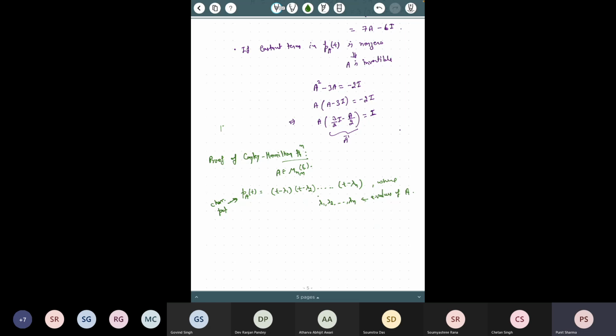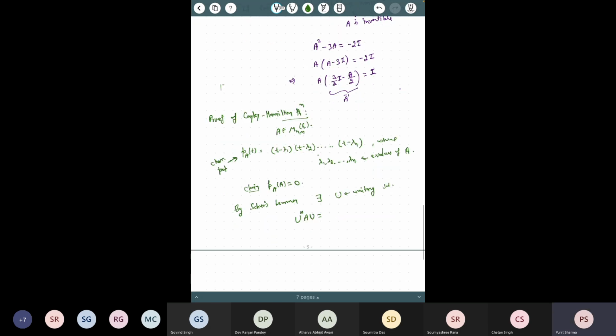Now we have to show that P_A of A equals 0. This is our claim, and we are given these two things. What do we know by Schur's lemma? We want to prove this using Schur's lemma. It says that there exists a unitary U such that U star A U is upper triangular. Let me denote this upper triangular matrix as T, with diagonal entries lambda 1 to lambda n. So this is my matrix T.